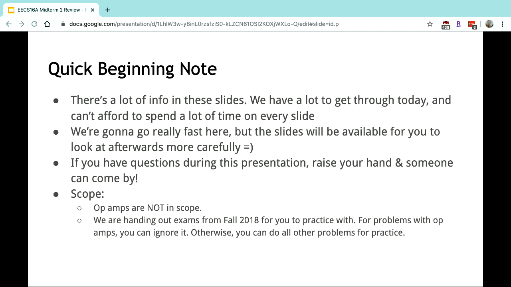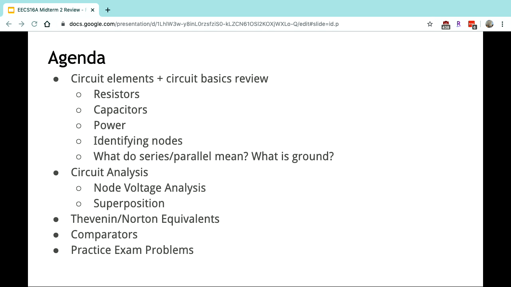And then just a little thing about scope. Op-amps are not in scope for Midterm 2. And the last thing is that there are exams coming around. There's that box right there. This is a past midterm, so if you just want a copy of that to practice, feel free to grab one. And so with that, this is our agenda. We're going to talk about all these various different topics, and then we'll also go through some practice exam problems.